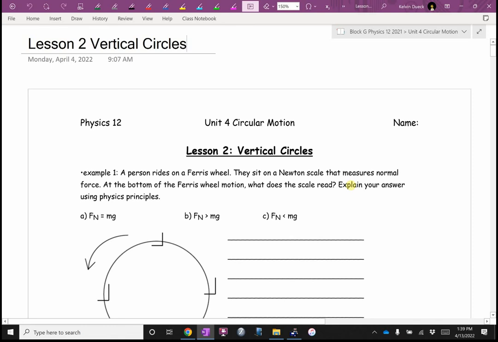Talk today about vertical circles. Tomorrow we'll talk about horizontal circles. It's kind of funny. Horizontal circles are less complicated in that there's usually fewer forces in your free body diagram. But the diagrams, the kids told me, are a bit trickier.